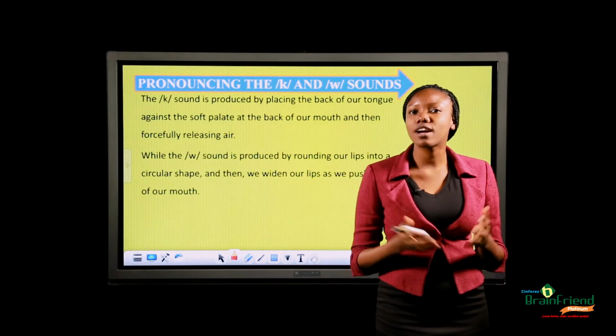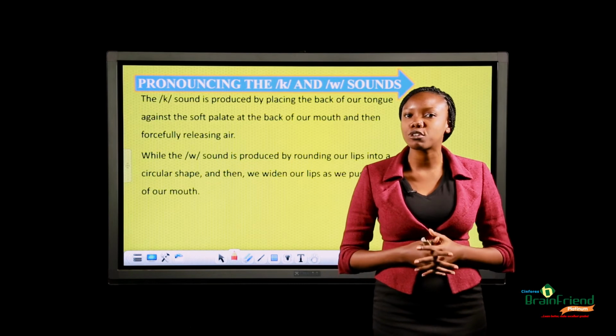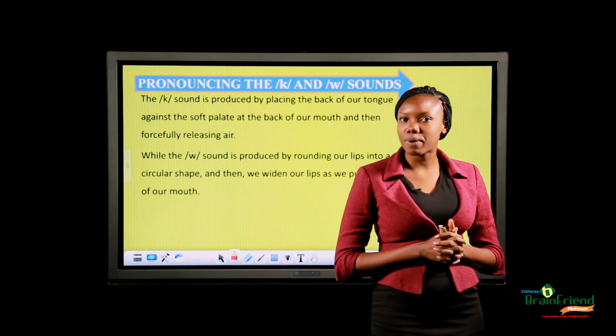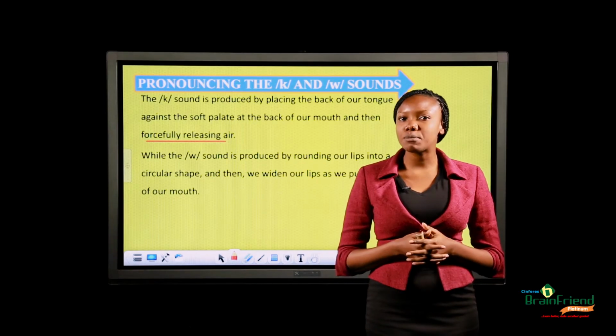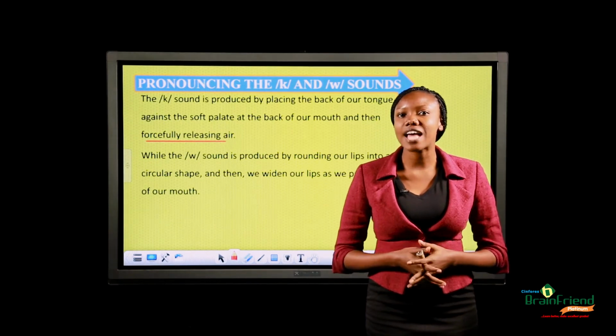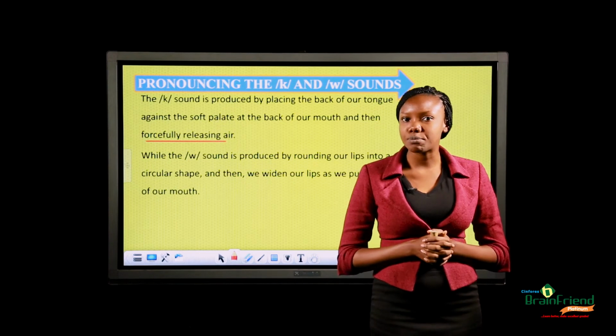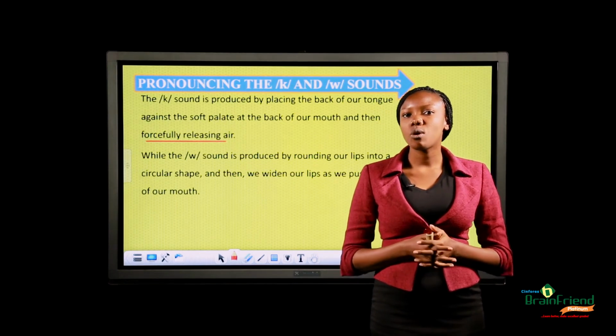Now, let's start with the k sound. This sound is produced by placing the back of your tongue against the soft palate, which is at the back of the mouth, and then forcefully releasing air out of the mouth. Next, we have the w sound. This sound is produced by rounding our lips to form a circular shape, and then air is released as we widen our lips, like a smile. Now let's pronounce it together.